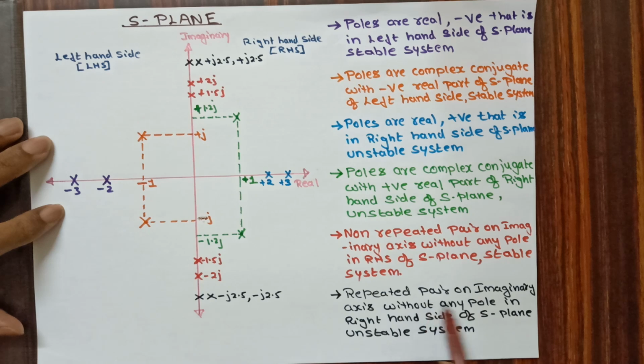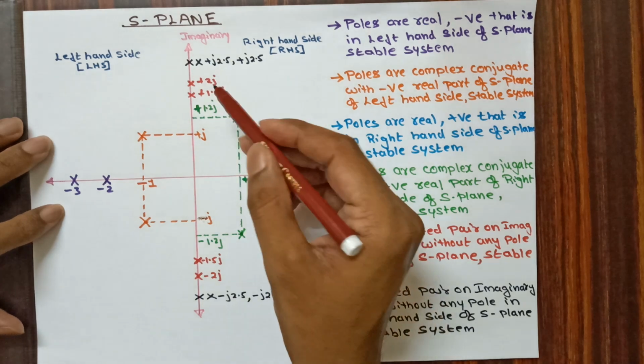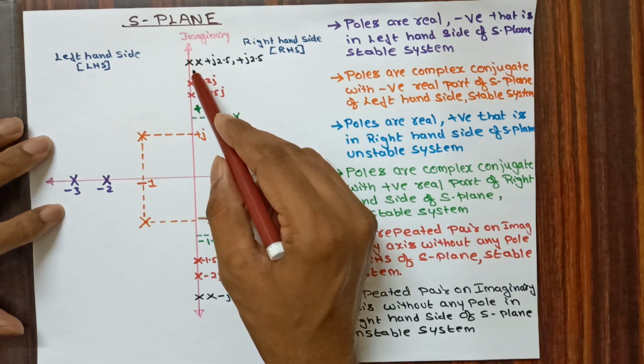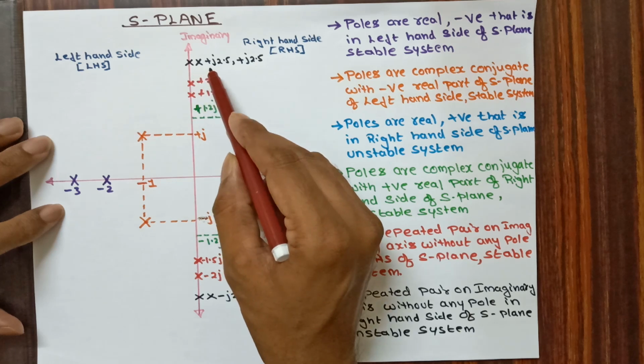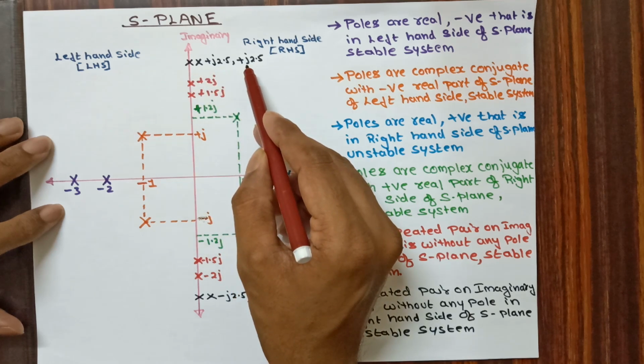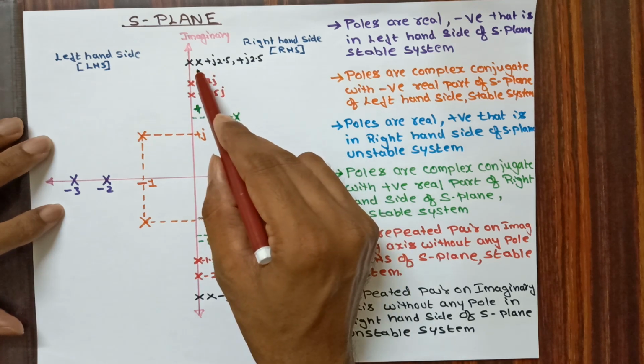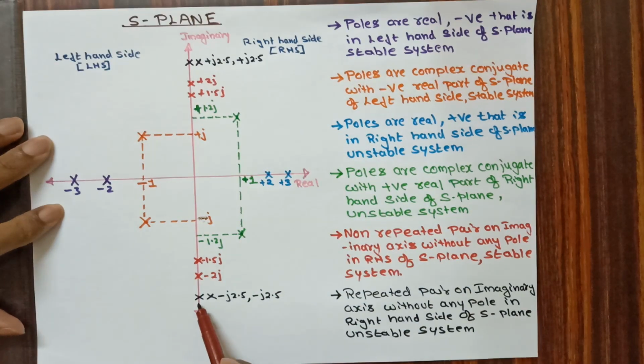Next condition, repeated poles on the imaginary axis without any pole in the right hand side of the S-plane, that is considered as unstable system. In this you can see I have shown 2 poles with the same location on the imaginary axis, that is +j2.5 and +j2.5. 2 poles on the same location, that means poles are repeating on the imaginary axis. In this case also you can see -j2.5 and -j2.5. So 2 poles on the same location, that means poles are repeating.